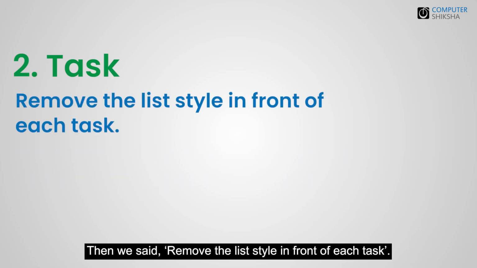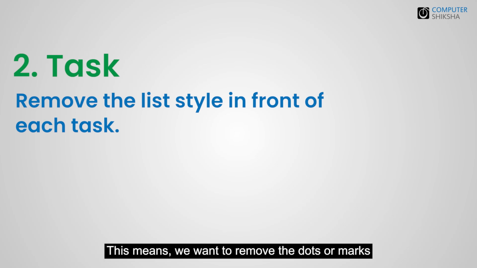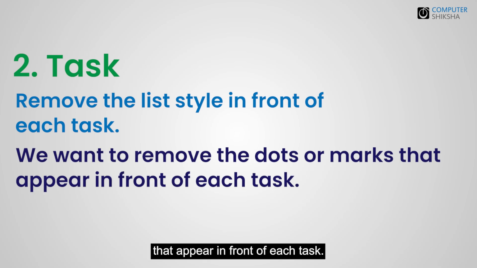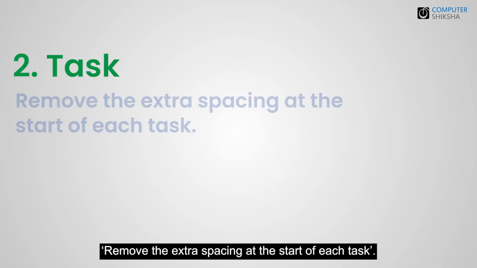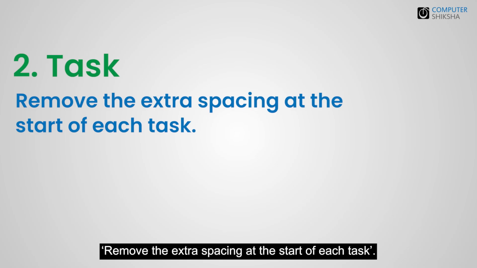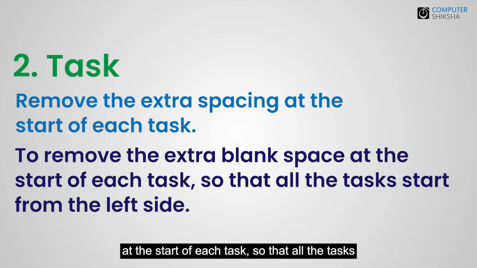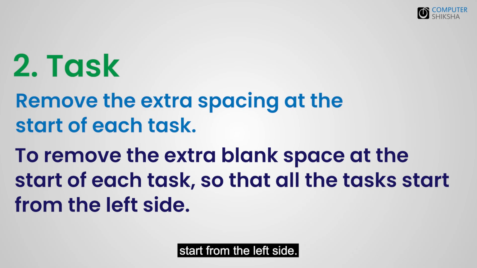Then we said remove the list style in front of each task. This means we want to remove the dots or marks that appear in front of each task. And finally we said remove the extra spacing at the start of each task. Here we are asking the AI to remove the extra blank space at the start of each task so that all the tasks start from the left side.